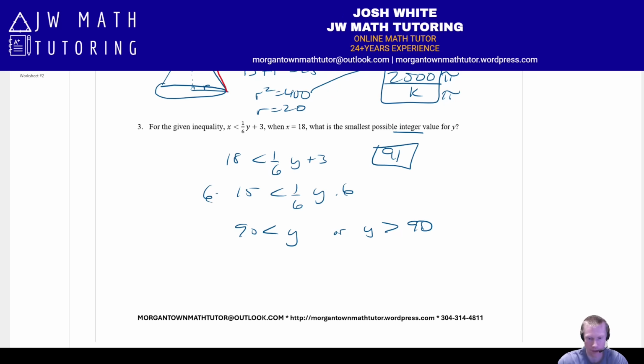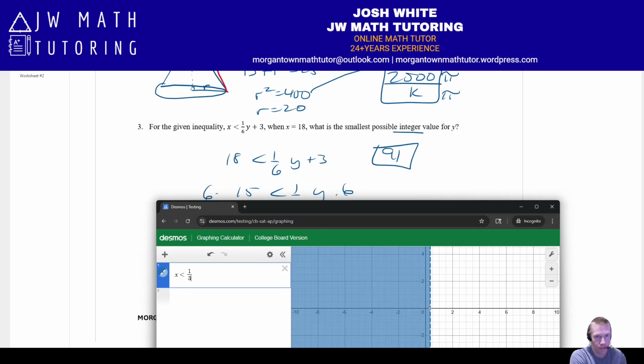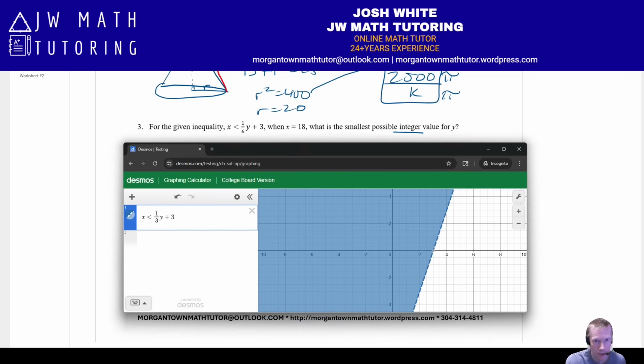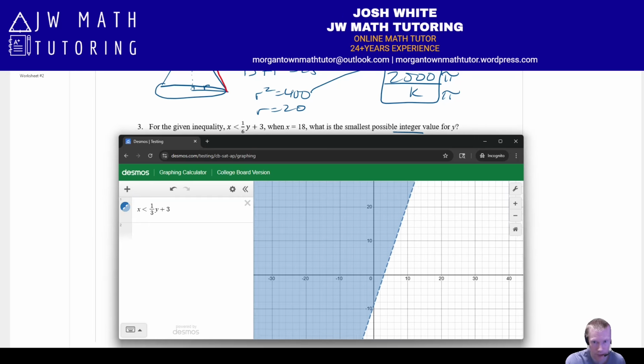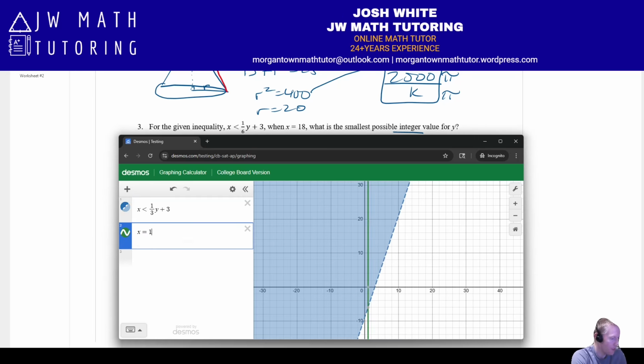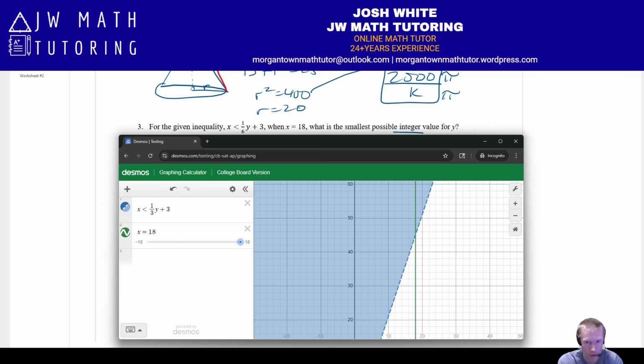So just something to keep in mind. Now, of course, you could go to Desmos and do this. Basically, what you would do is just type in the inequality as given, and then you're concerned with when x is 18. So let's zoom out here. Let's type x equals 18. Okay, so everything in the blue is basically the solution set. Those are the possible values for x and or y.